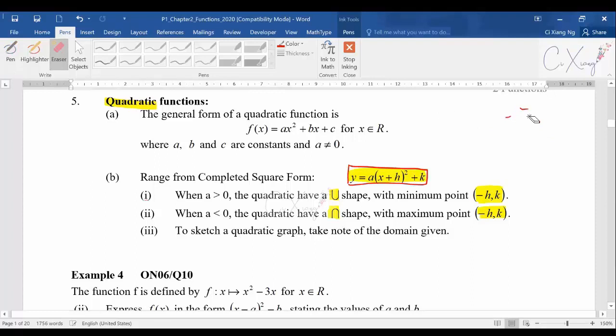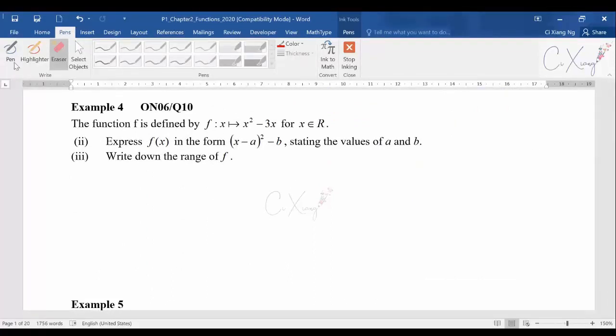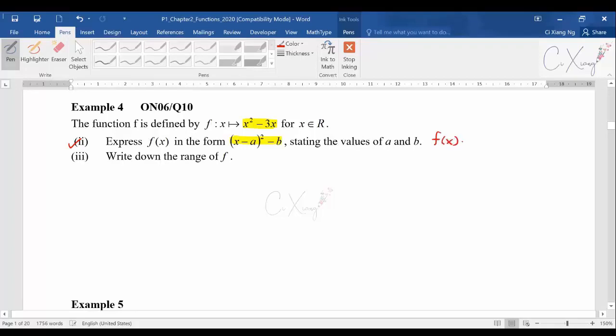Let's have a look at example 4. For the first part, they want you to express this function in completing square form. For part 1, I'm not going to show you the steps. Please make sure you do it yourself and try to get the answer. The answer for part 1 should be x minus 3 over 2, squared, minus 9 over 4. So this is what we have.